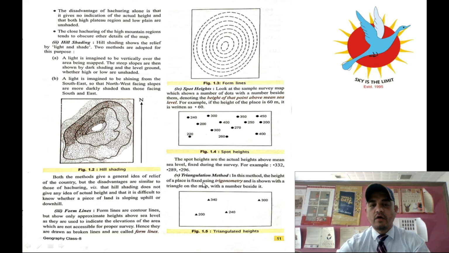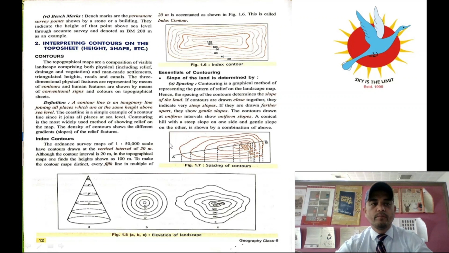Now the fifth one is the triangulation method. In this method, the height of the place is fixed using the trigonometrical method and is shown with a triangle. On the topo sheet, which I will show you in the rest of the slides, the same pattern is shown, like triangle 340, triangle 300. That's shown the same in the topo sheet also.